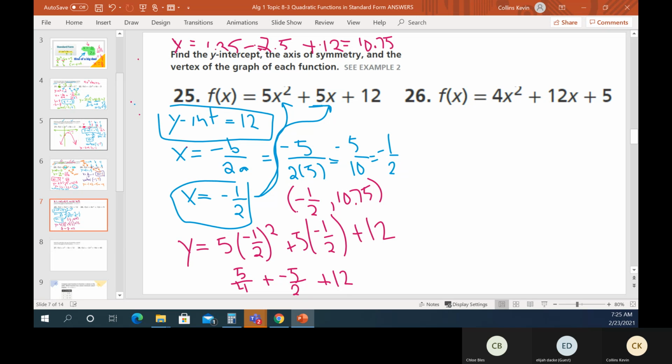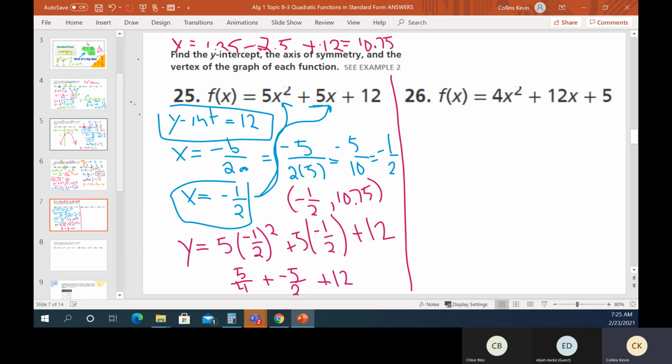Okay. So that one was a little bit of a pain just because we had to deal with fractions. Okay. So this is pretty much the same stuff we were doing yesterday, except I don't think we had to deal with any fractions yesterday. All right. So let's try another one here.